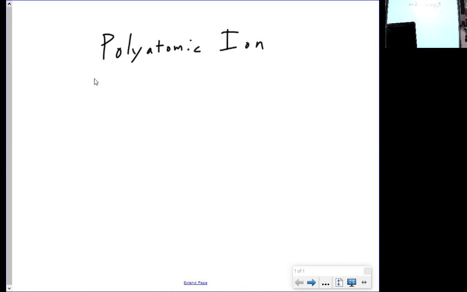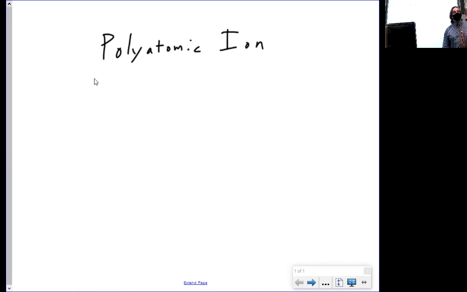If you got one of your yellow sheets from me, you just turn to page 7 on that yellow sheet, and there's the polyatomic ion chart right there. If you don't have a yellow sheet, all you have to do is Google polyatomic ion chart, and it'll give you all of the polyatomic ions that exist. You never have to remember them. All you have to do is look at that paper and see what it is.